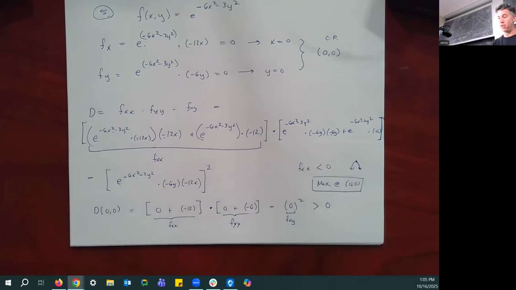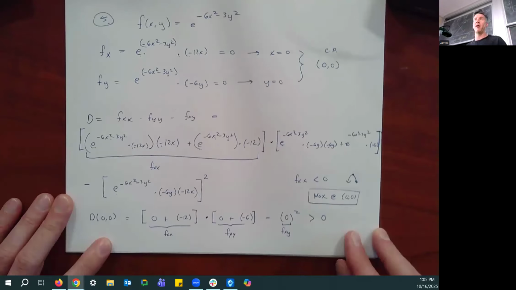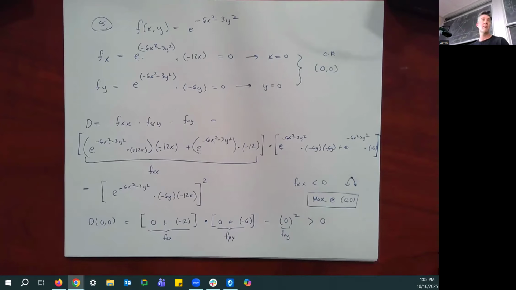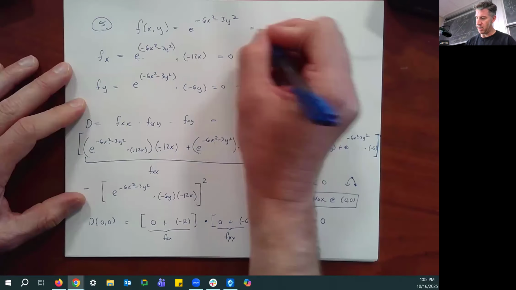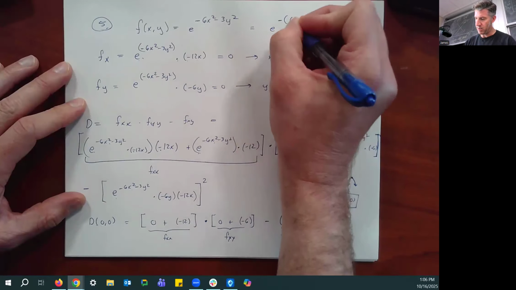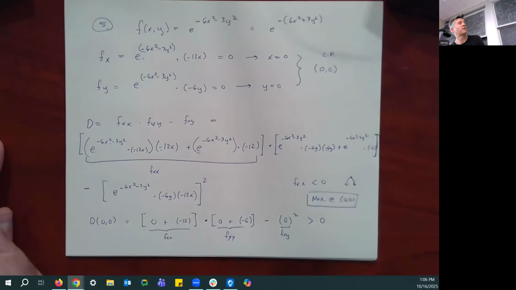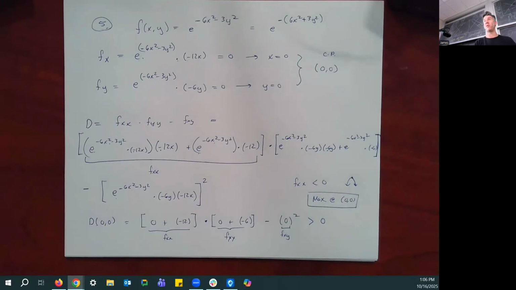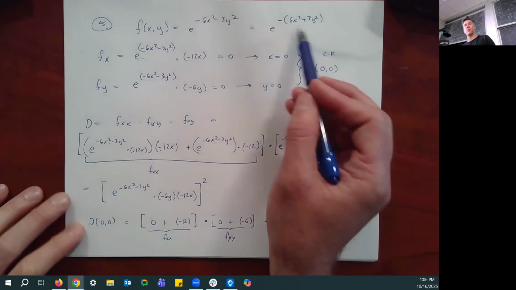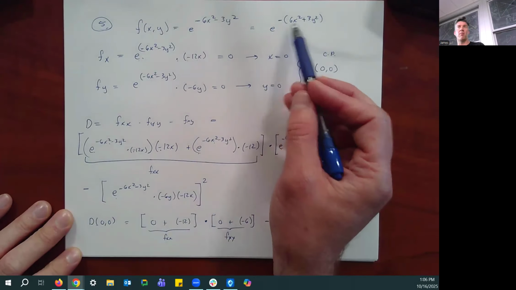An interesting side note here is that you might have been able to convince yourself that we had a maximum there without doing any of this work. Here's what I want to point out. If you rewrite this as e to the negative (6x squared plus 3y squared), 6x squared plus 3y squared is always greater than or equal to 0 for any choice of x and y. And the only choice of x and y that makes it equal to 0 is 0, 0. If you pick anything else for x and y, you're going to get e to a negative number.